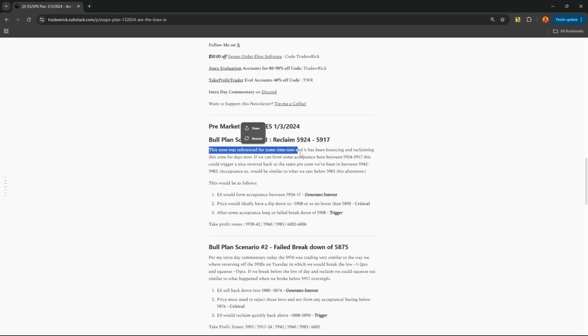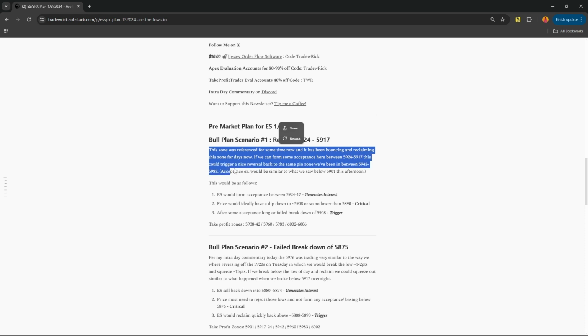This zone has been referenced for some time now, and it has been bouncing and reclaiming for days. If we can form some acceptance between 59.24 and 59.17, this could trigger a nice reversal back to the same zone we've been in between, from 59.42 to 59.83.